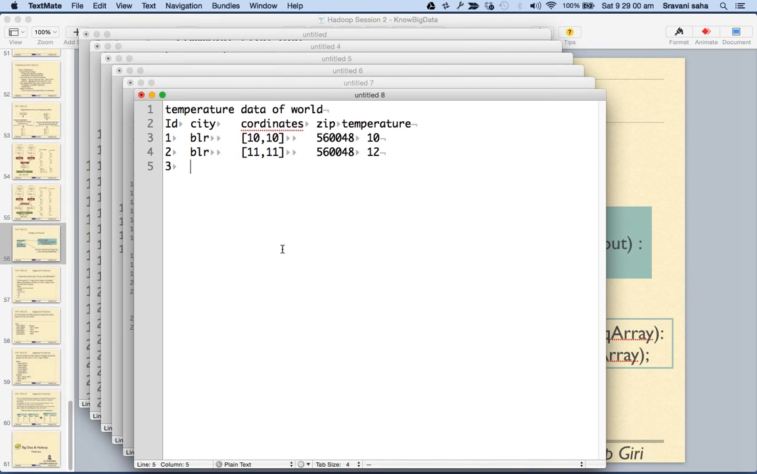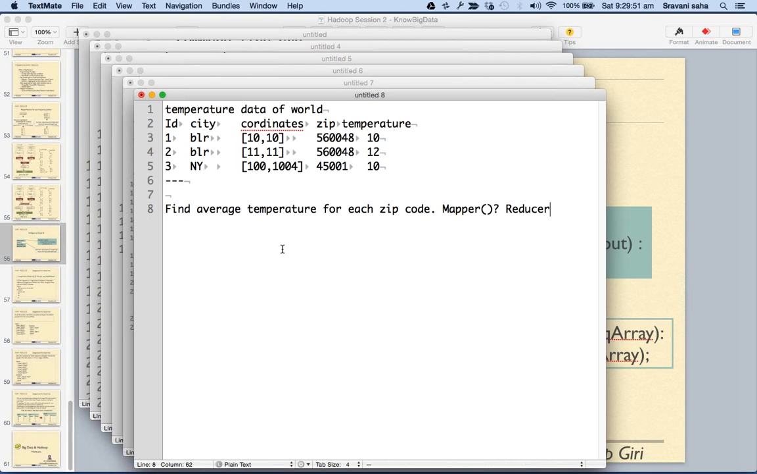Is it clear to everyone? All right, so imagine that you have got the temperature data across the globe, and what you need to do is find the average temperature for each zip code. What will be the mapper and what will be the reducer? Inside our mapper, what will be the key and what will be the value? And inside the reducer, what will you do?